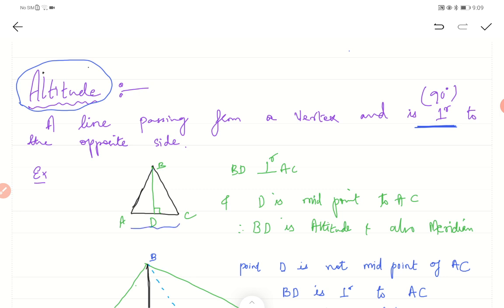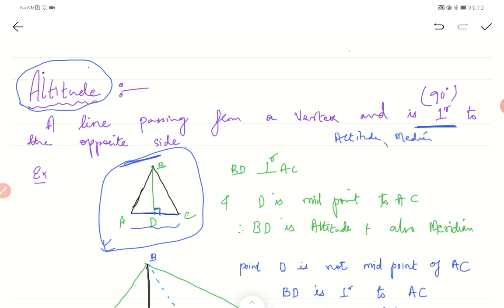So a line which is passing from any vertex and is perpendicular to the opposite side, you call that line an altitude. See, when you look at this figure, you will say that D is the midpoint of A and C, so BD is also a median. It is cutting AC, the opposite side, perpendicularly, and D is the midpoint. So this BD is both an altitude and also a median.